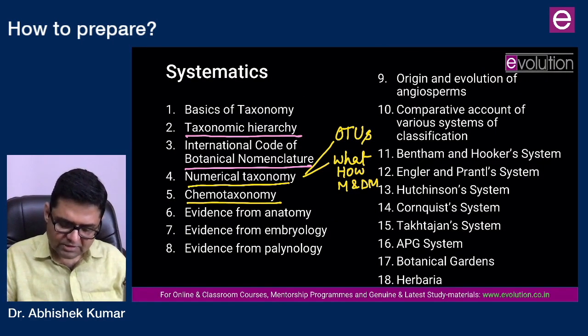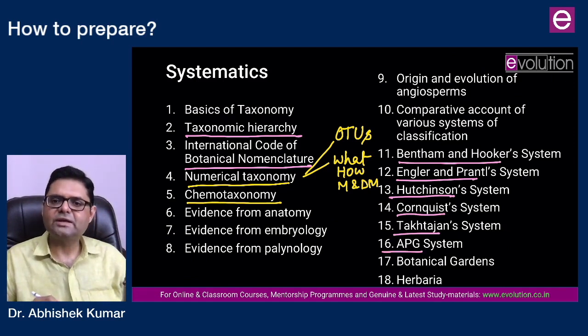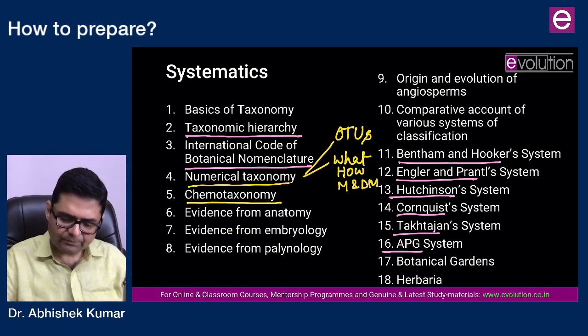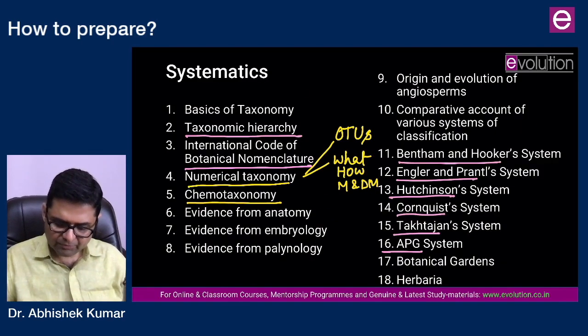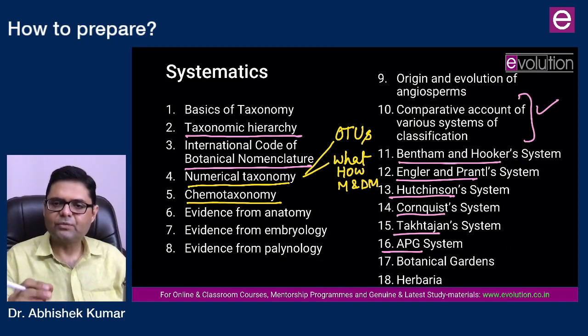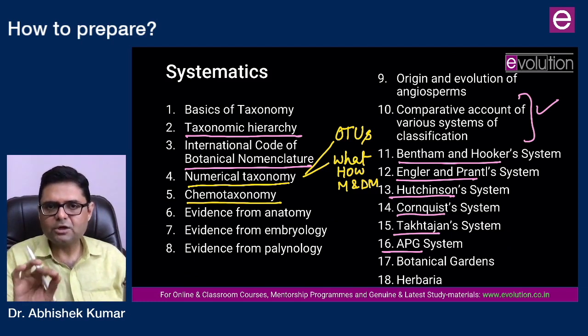What all systems do you have to do? Bentham and Hooker, Engler and Prantl, Hutchinson, Cronquist, Takhtajan, Angiosperm Phylogeny Group, APG. These are the systems. Once you have done them under these headings, you will be easily prepared for writing any answer under the comparison. And you have noticed that comparison accounts for 1/3 of the questions that have been asked under systematics, so it is well worth doing.